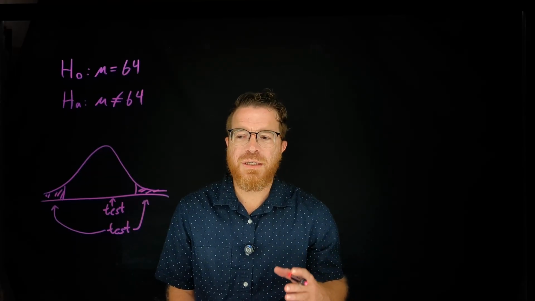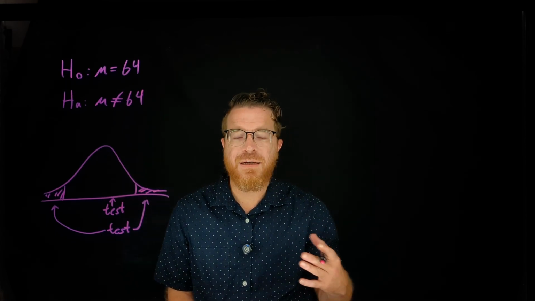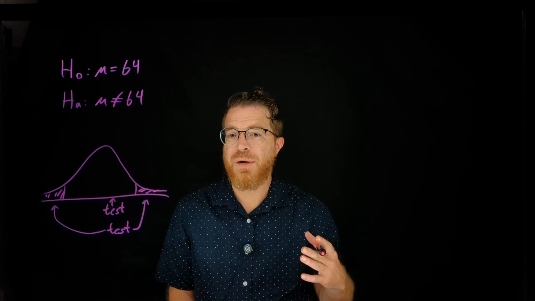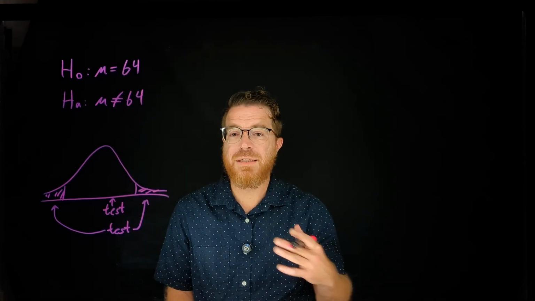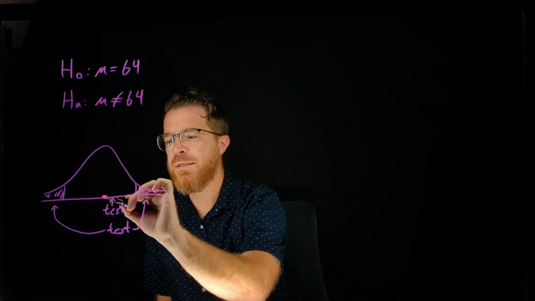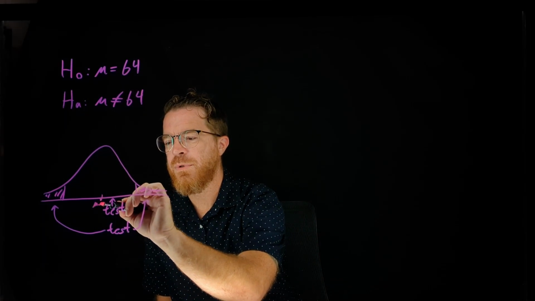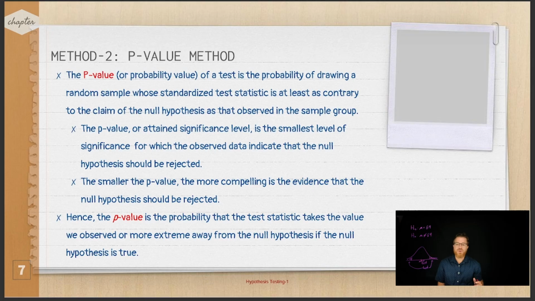So we're actually going to be using the p-value to give us a better idea of not only whether we reject the null hypothesis, but how extreme or improbable this outcome is that we got if the null hypothesis, in this case mu equals 64, were true. So our p-value, or attained significance, is the smallest level of significance for which the observed data indicate that the null hypothesis should be rejected.